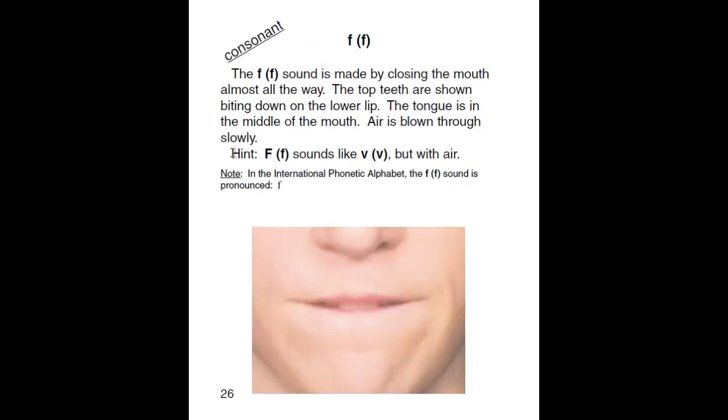F. The F sound is made by closing the mouth almost all the way. The top teeth are shown biting down on the lower lip. The tongue is in the middle of the mouth. Air is blown through slowly.